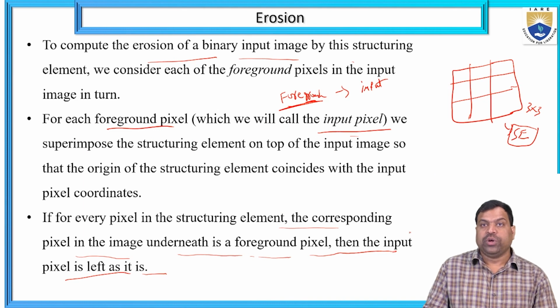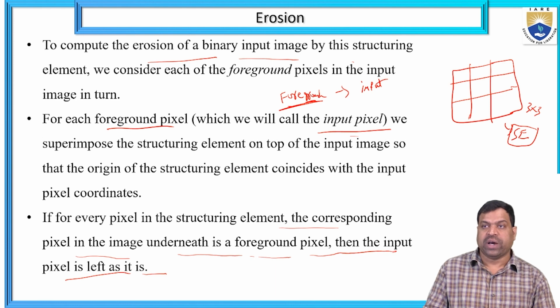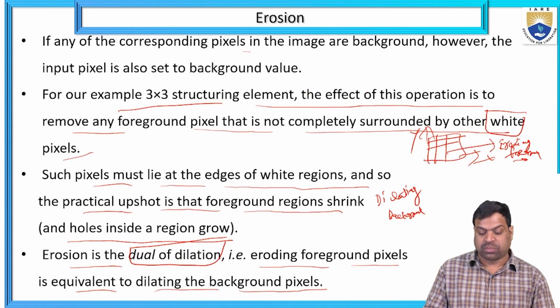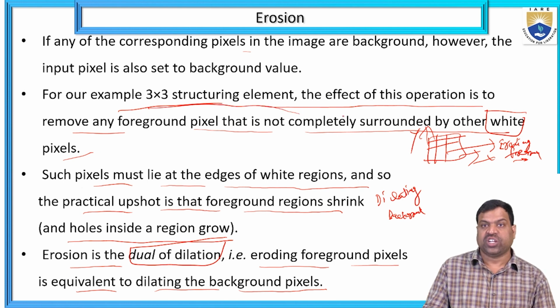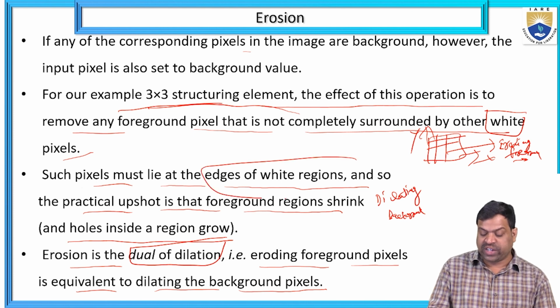So to compute the erosion of a binary input image with a structuring element, we consider each foreground pixel of the image. And what is a foreground pixel? There are two types, foreground and background. If I take the foreground as white, then obviously the background is black. So the selection is important. If any of the corresponding pixels of the image under the structuring element is background, the input pixel also becomes a background pixel. That is for a 3x3 structuring element. And such pixels must lie at the edges of the white region.